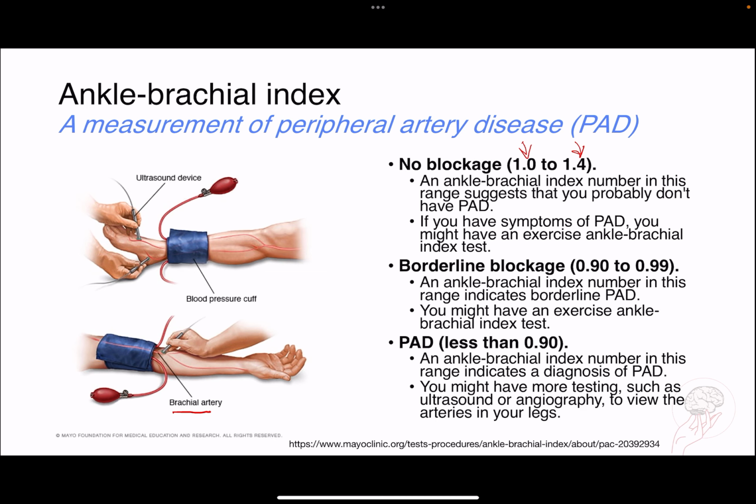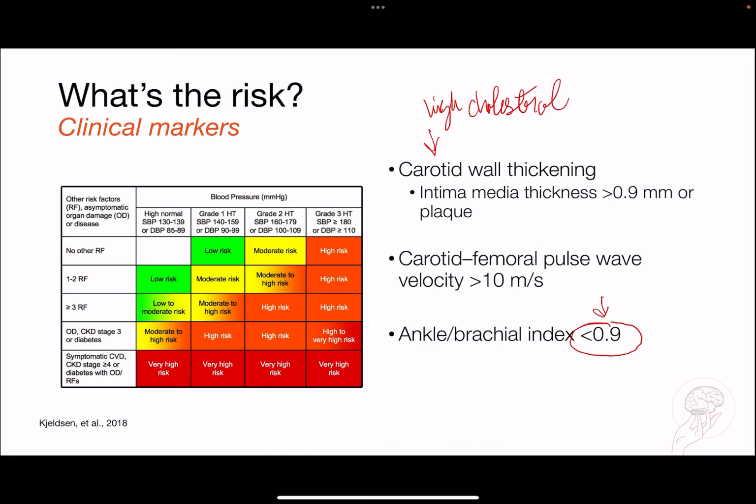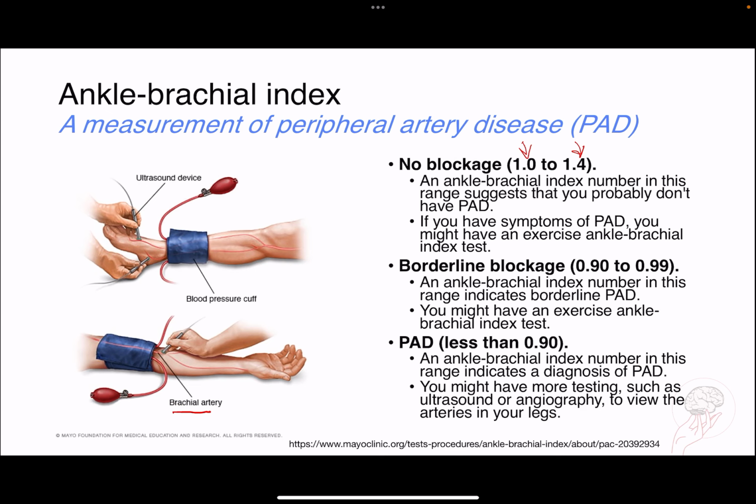Remember that this is an index, and it's a ratio. So 1 is pretty normal. 1.4 would mean that it's even better. But a number in this range suggests that you don't have peripheral artery disease.